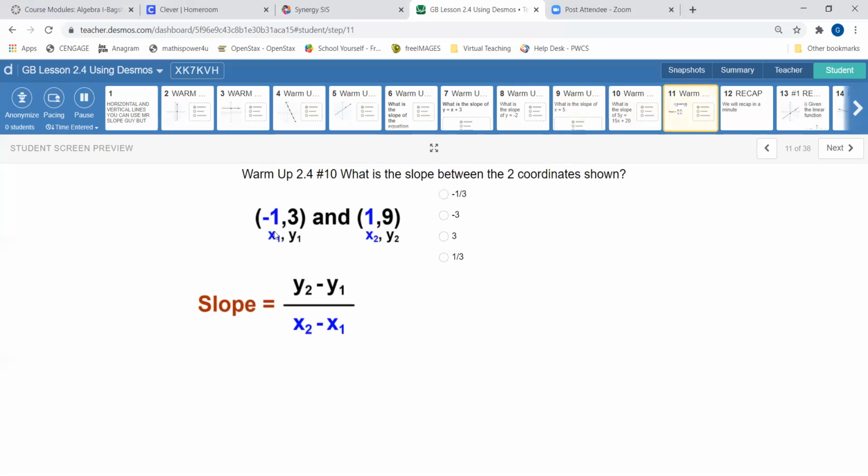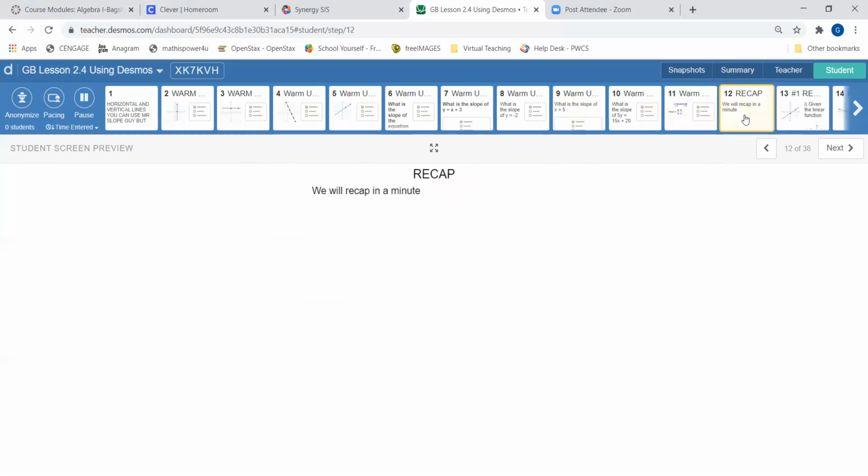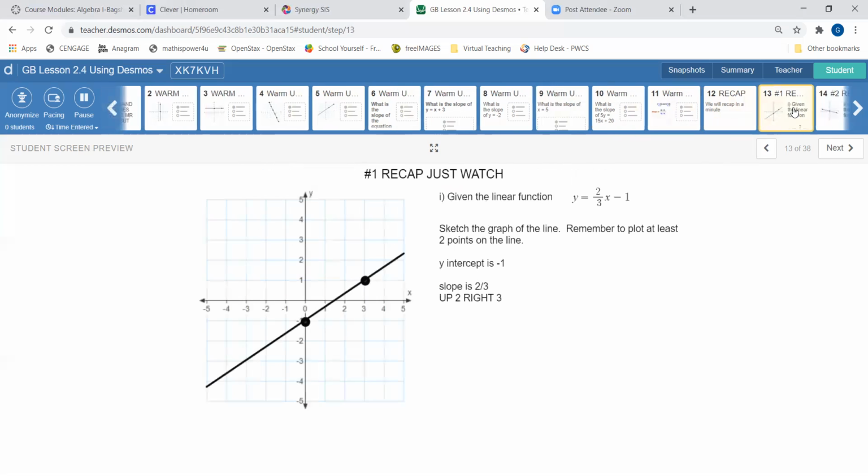And finding the slope between points, I went ahead and labeled the points already and wrote down the formula. This is something you need to make sure you're starting to learn. So y2 minus y1, 9 take away 3 is 6. 1 take away -1 is 2. And 6 divided by 2 is 3.